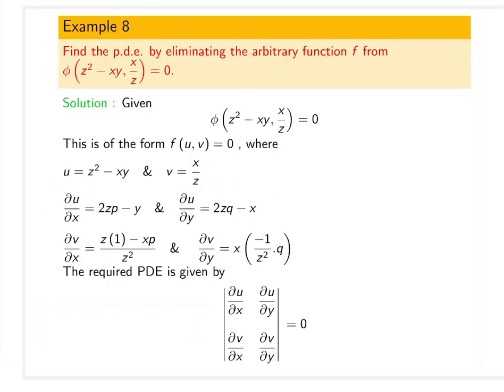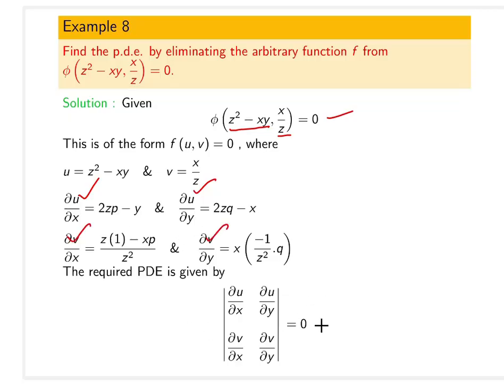So the next problem: find the partial differential equation by eliminating the arbitrary function f from phi of (z square minus xy, x by z) equal to 0. Here also, this is of the form f of u comma v equal to 0. So we can take u as z square minus xy and v equal to x by z. Similarly, we can find the first derivatives of u with respect to x and y, and also the first derivatives of v with respect to x and y.